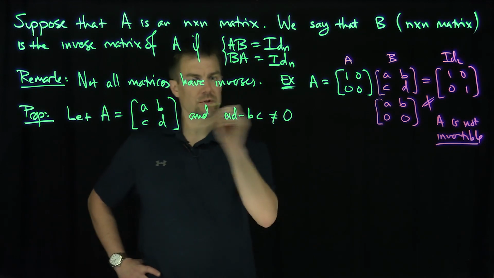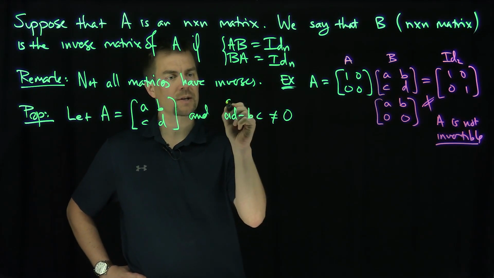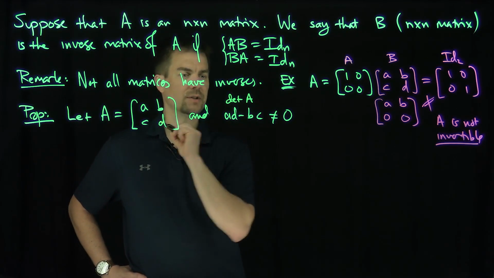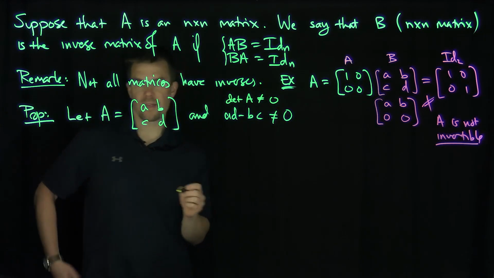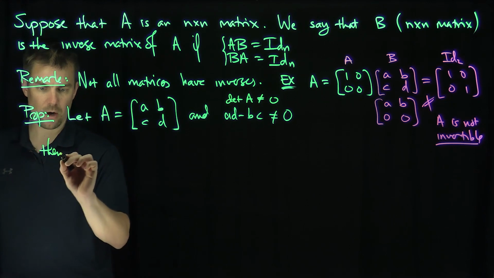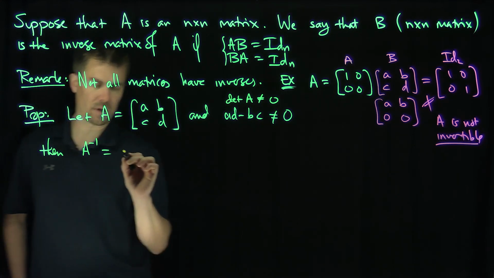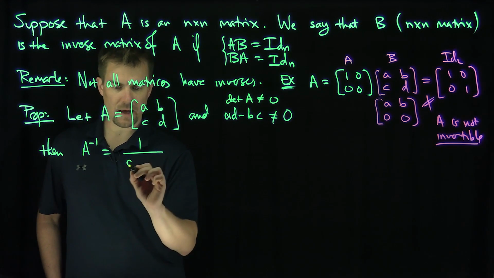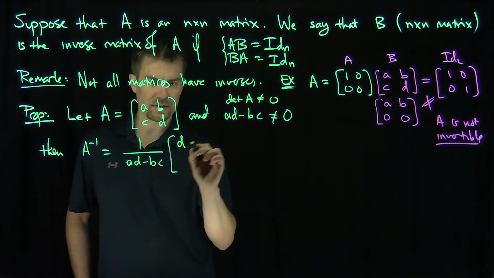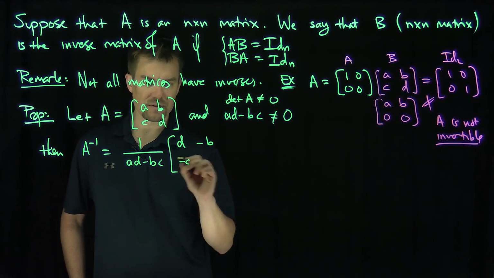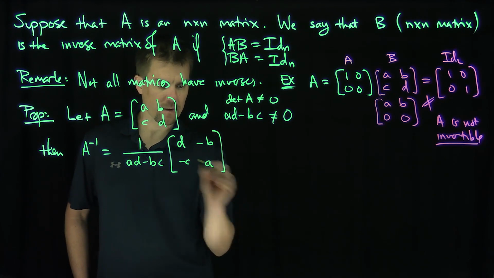For those of you who have seen some more advanced topics, or maybe you've seen this in another class, this is really just the determinant of the matrix A. So the determinant of A cannot be equal to 0 for this result to be true. Then A inverse is given by this formula: 1 over ad minus bc, times the matrix d, negative b, negative c, and then a.